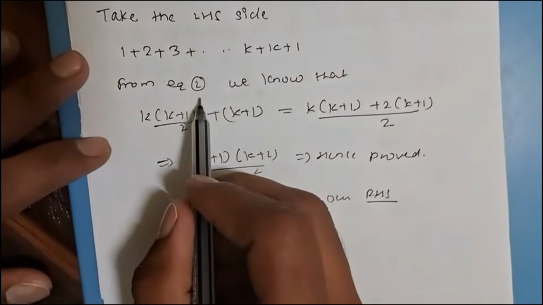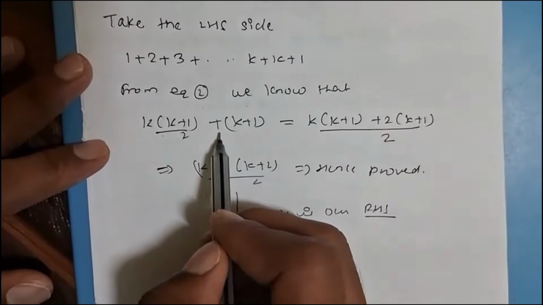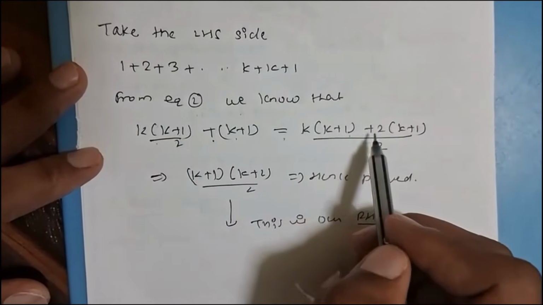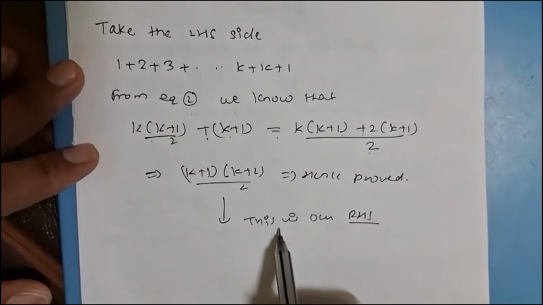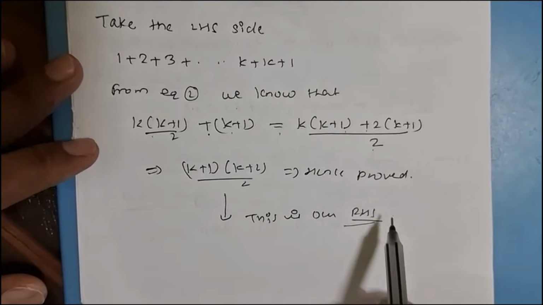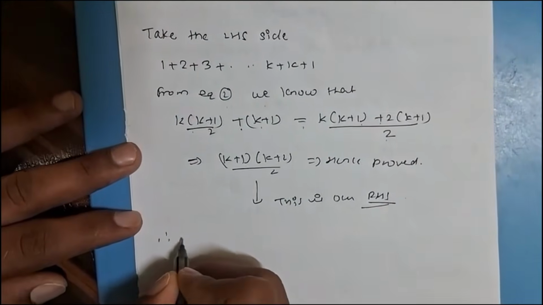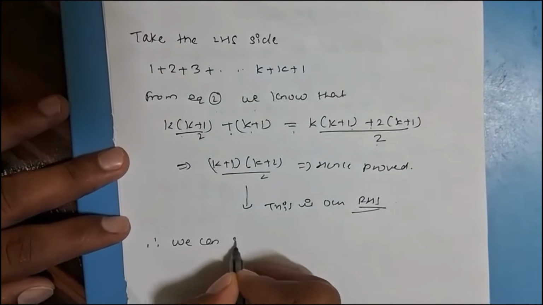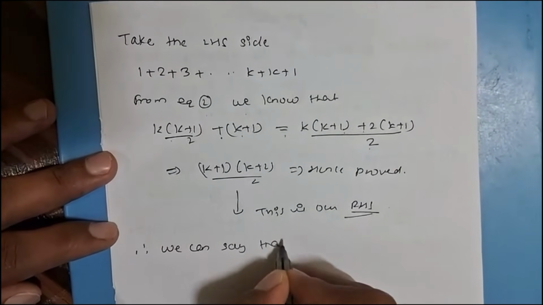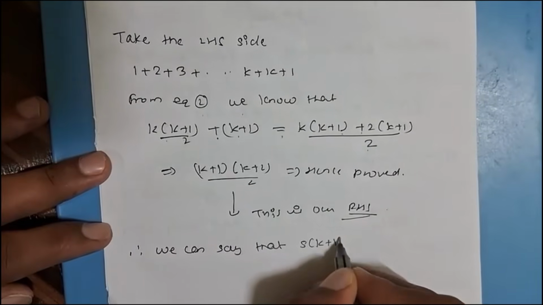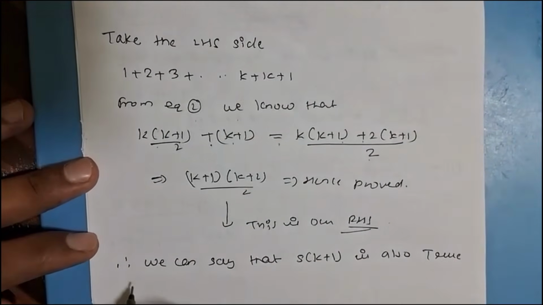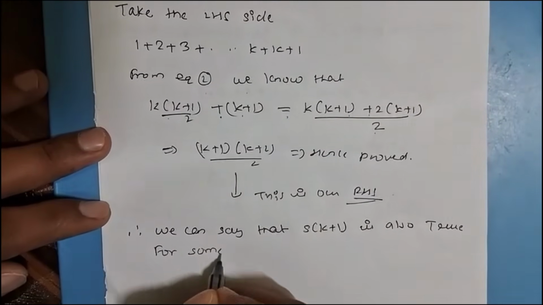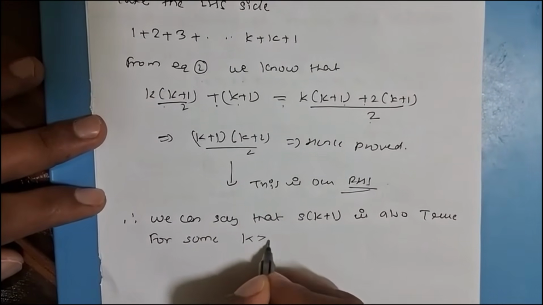So from the equation 2, we know that k(k+1)/2 + (k+1) equals k(k+1) + 2(k+1) divided by 2. By solving this equation, this is our RHS, hence proved. So hence we can say that S(k+1) is also true for some k where k is greater than or equal to 1.